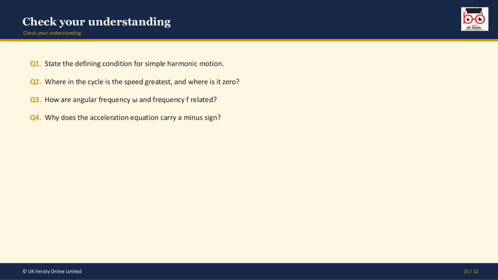Time for a quick check. Can you state the defining condition for simple harmonic motion? Where in the cycle is the speed greatest, and where does it fall to zero? How are angular frequency and frequency related? And why does the acceleration equation carry that all-important minus sign? Have a think before we carry on.